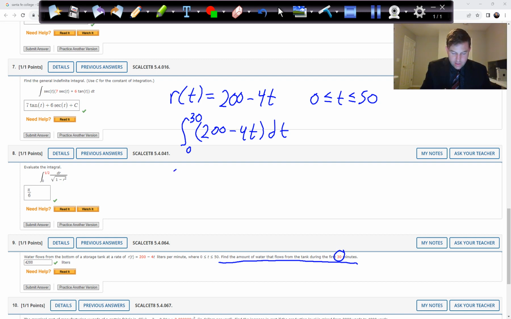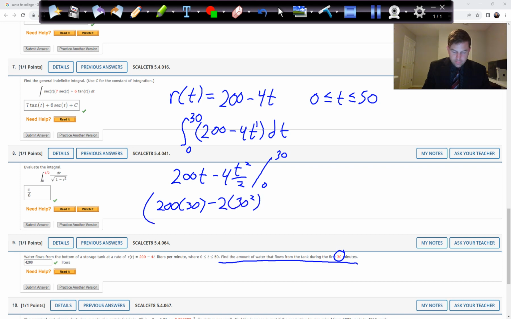So we get the antiderivative of 200 would be 200t minus 4. This is t to the first. The antiderivative of t to the 1 is t to the second over 2, from 0 to 30. So this is going to be 200 times 30 minutes minus 4 over 2 is really 2, 30 squared, minus, plug in 0 now, 200 times 0 minus 2 times 0 squared.